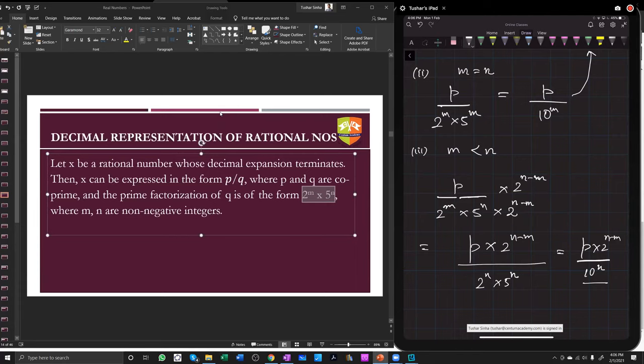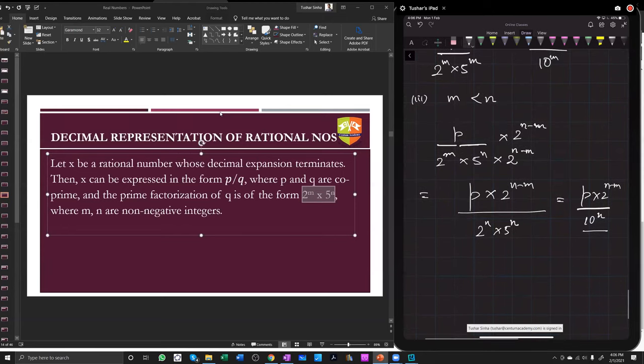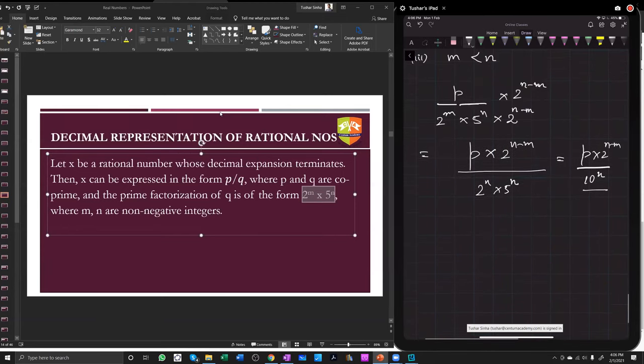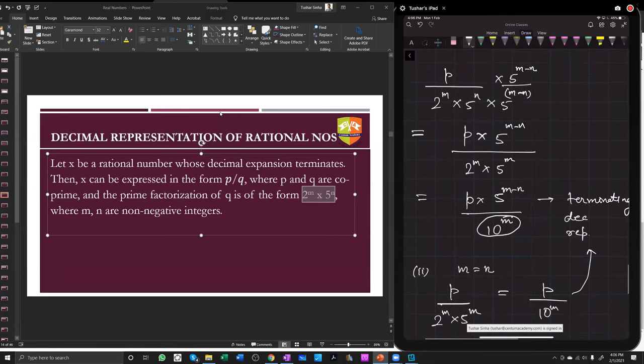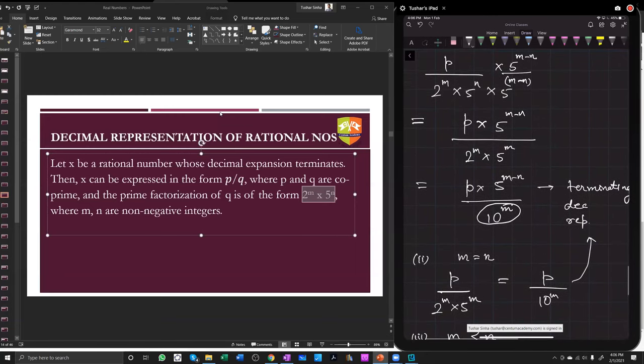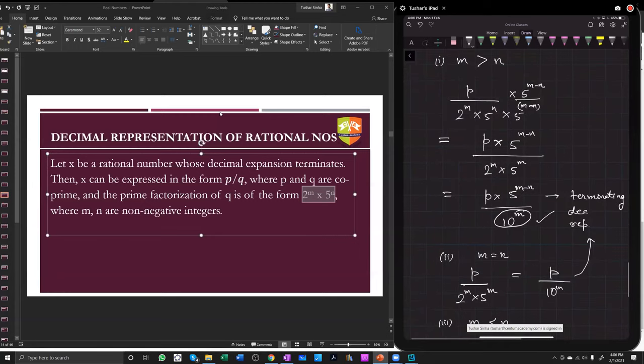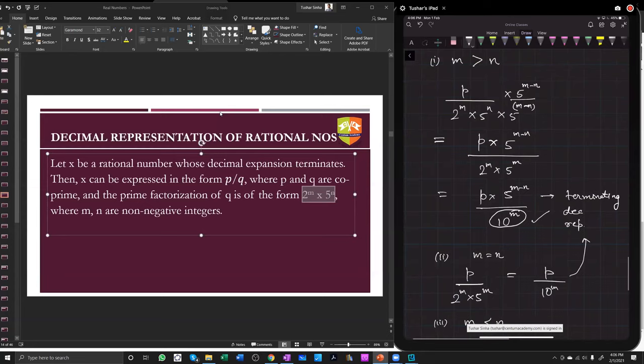Did you all understand, guys? Yes or no? Is that fine with all? Okay, so this is the basic proof. Now, can you predict how many digits will be there after the decimal point in, let's say, this first case? After how many digits will it terminate?